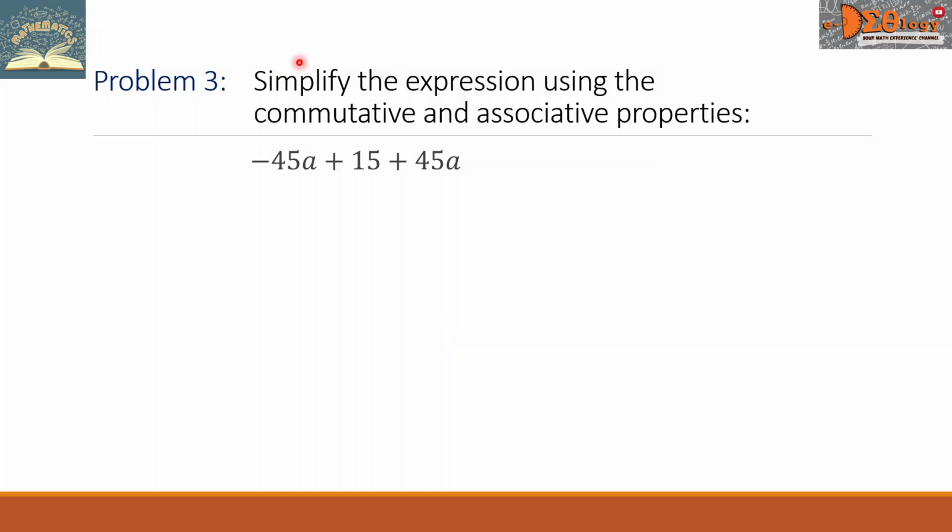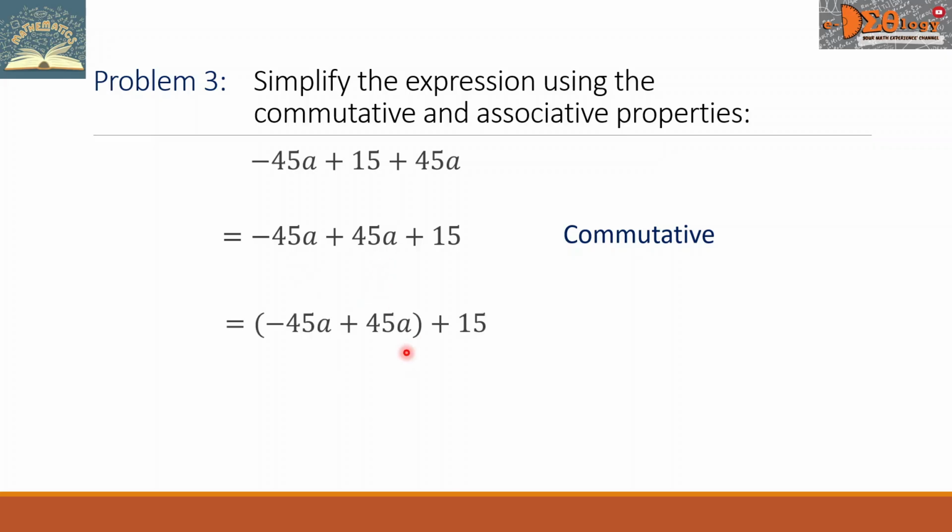Problem 3. Simplify the expression using the commutative and associative properties. The expression is negative 45a plus 15 plus 45a. Let us now begin. We can interchange this 15 and 45a, so it becomes like this, for the reason of commutative property. And from here, we can group together the first and the second number. So it becomes like this, for the reason of associative.